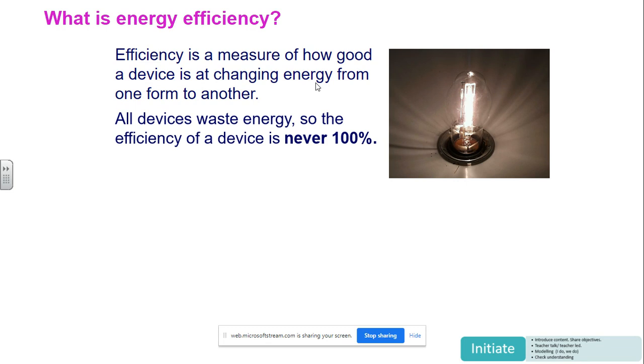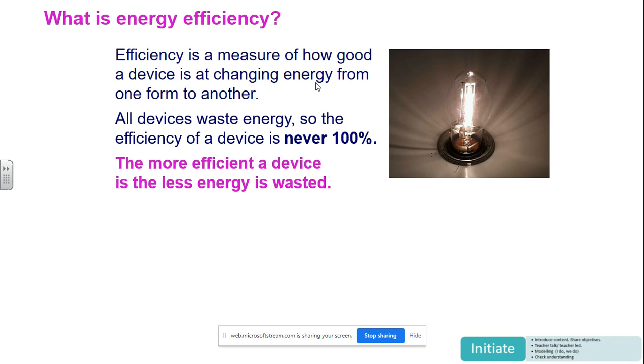Even the human body isn't 100% efficient. I think it's about 60%. I don't know, look it up. We waste energy as heat, and we radiate heat and so on when we exercise. So devices aren't ever 100%. The more efficient a device, the less energy is wasted.